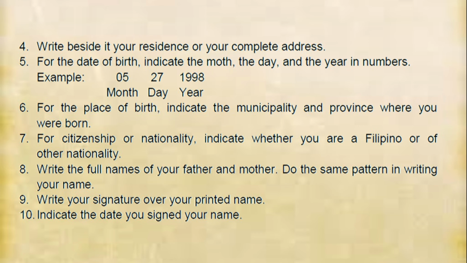6. For the place of birth, indicate the municipality and province where you were born. 7. For citizenship or nationality, indicate whether you are a Filipino or of other nationality. 8. Write the full names of your father and mother. Do the same pattern in writing your name. 9. Write your signature over your printed name. 10. Indicate the date you sign your name.